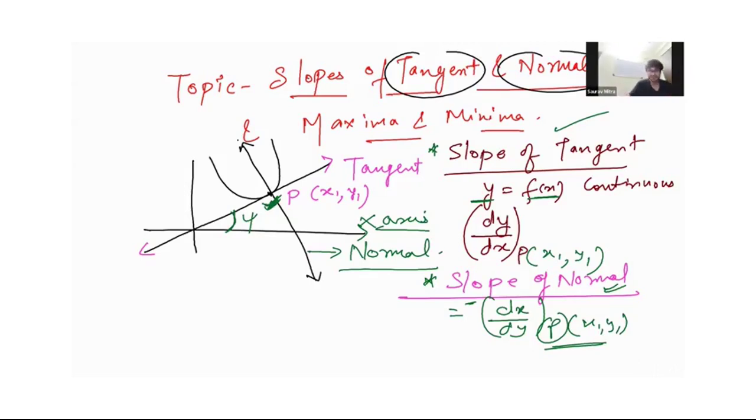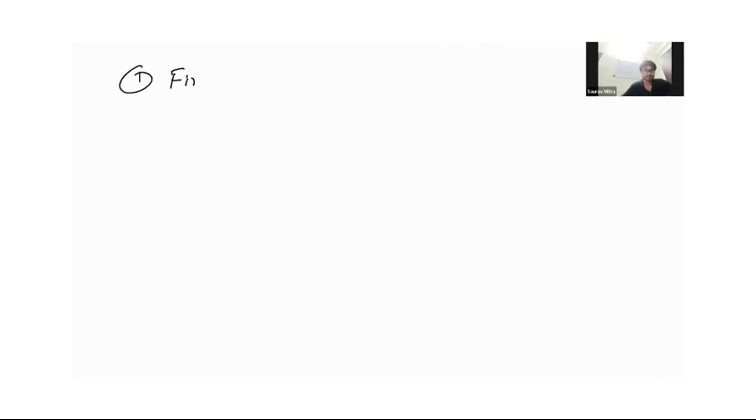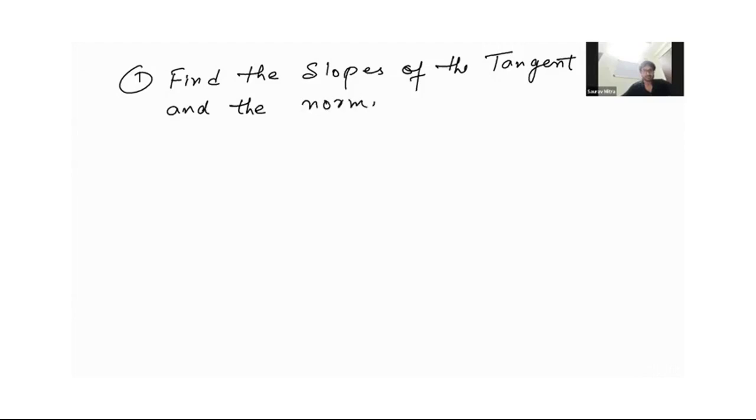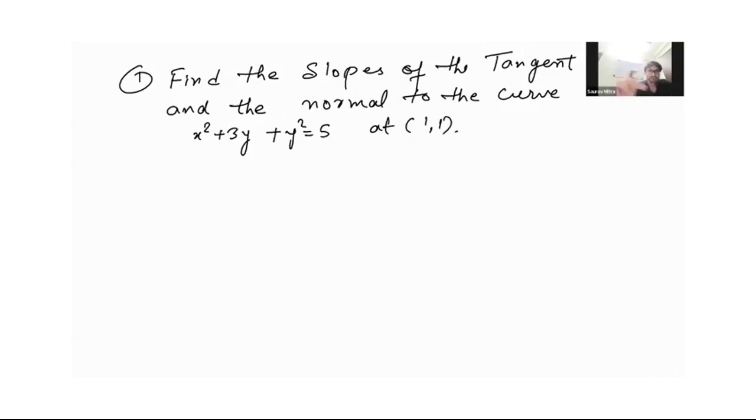So let us see one example. Find the slopes of the tangent and the normal to the curve x square plus 3y plus y square equals 5 at (1, 1).